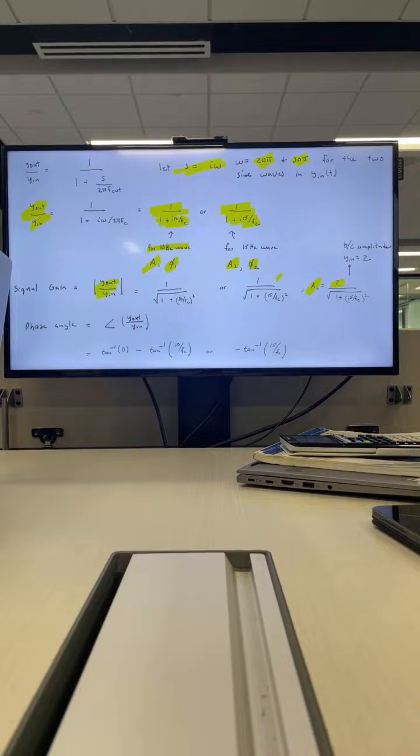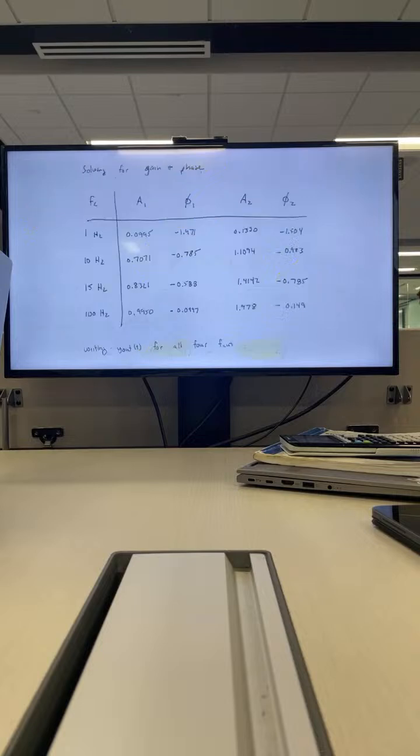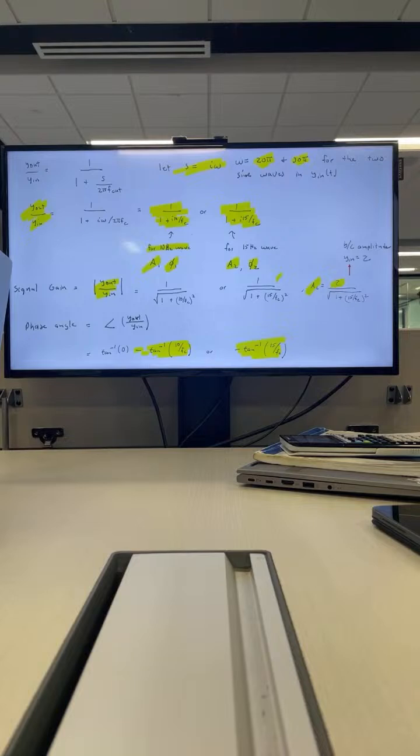Okay. So now the phase angle for the 10 hertz will be like this. This is 0, tan inverse of 10 by FC, and this is the negative tan inverse of 15 by FC. Can you guys follow the steps? Okay, are you good?